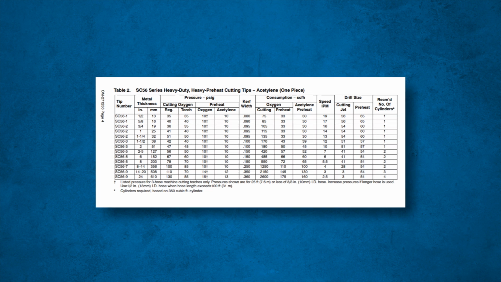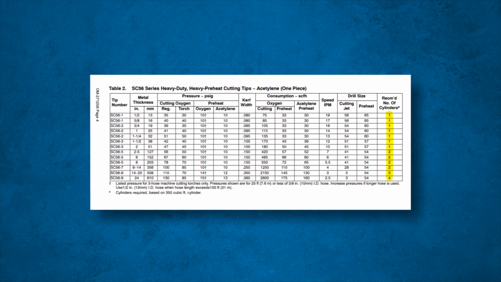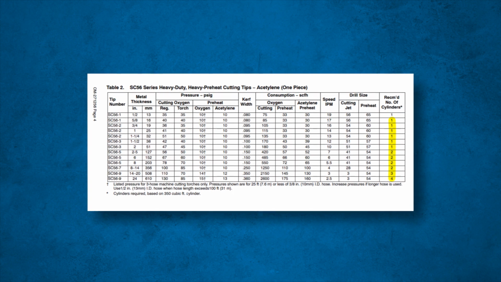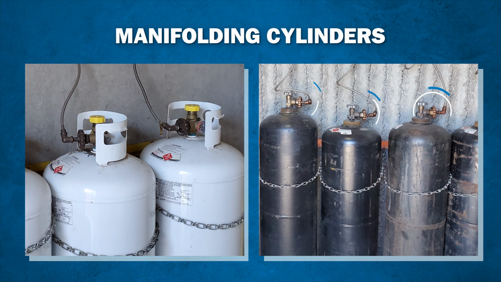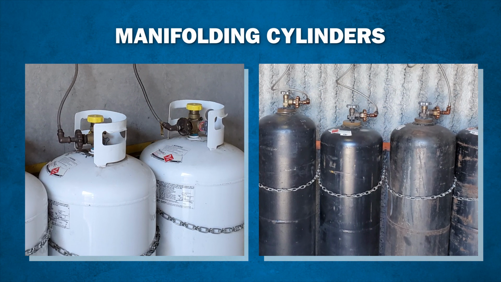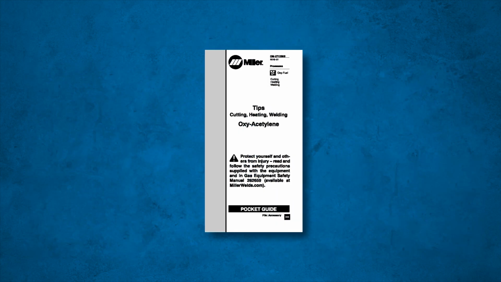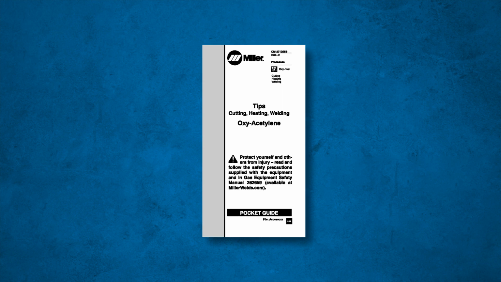Because of this, when using alternate fuels, there is a recommended amount of cylinders section on the tip chart that correlates with the tip being used. In some cases, larger tips may require manifolding cylinders to have the proper gas flow to support the tips. Always refer to the manufacturer's recommendations for the gas supply needed to support the tip.